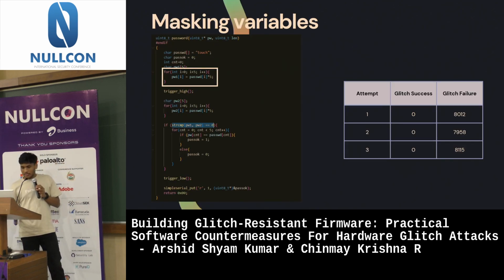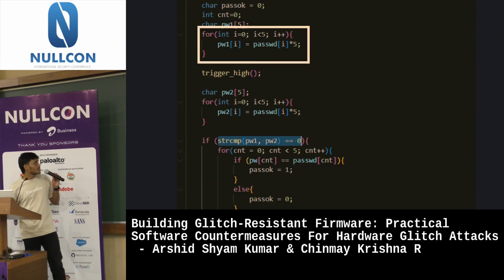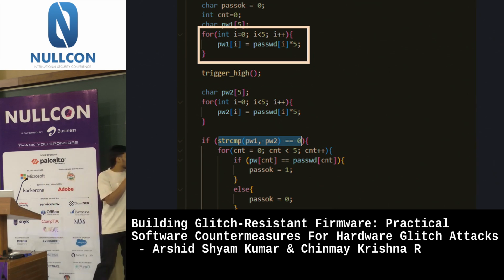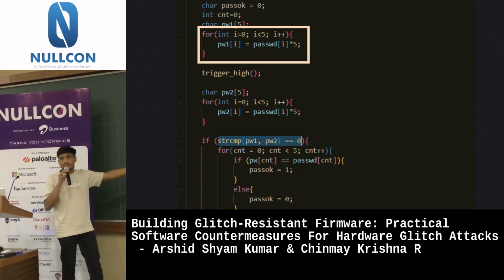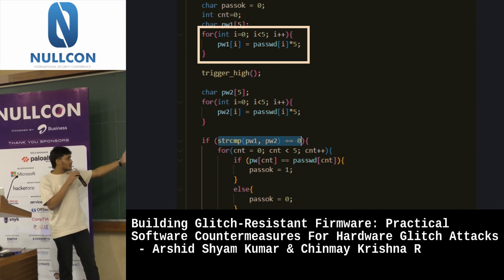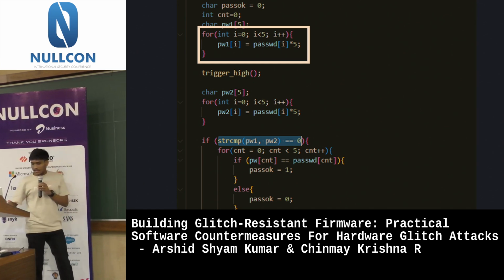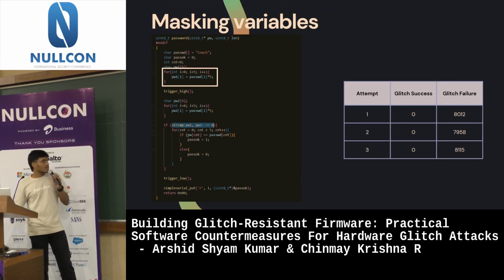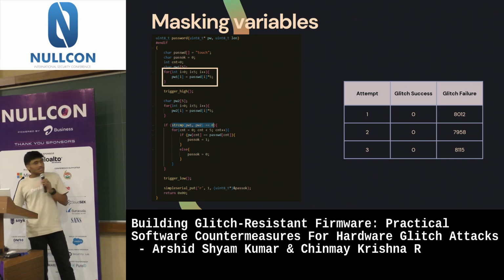Thirdly, we also go for masking of variables. Again, pretty similar to duplication. Instead of just duplicating it, we multiply the password with a constant 5. And we again do that here to get the value back. If anything is corrupted due to the glitch, we don't let you log in. And so the results show that it's very glitch resistant. Such simple changes sometimes can make your code very glitch resistant.